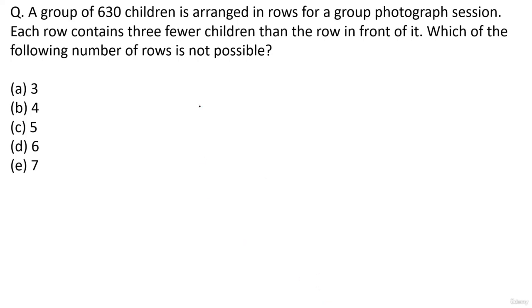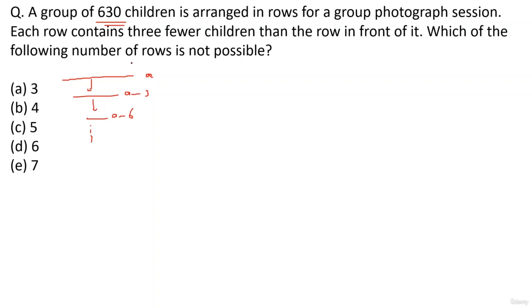Okay. So guys, one way to solve the question is: there is a group of 630 children arranged in rows for a group photograph session. Each row contains three fewer children than the row in front of it. Okay. So suppose there is a number of children in the first row, then the next row will have a minus 3, and the next will have a minus 3 minus 3, which is a minus 6. This goes on continuing, right?